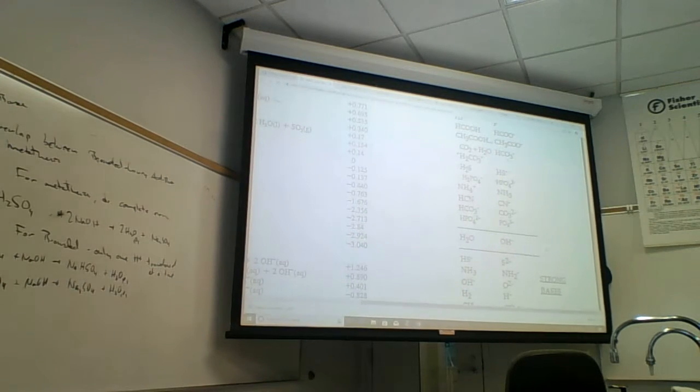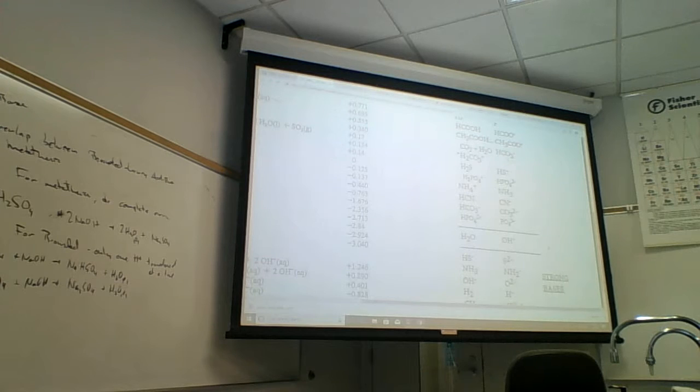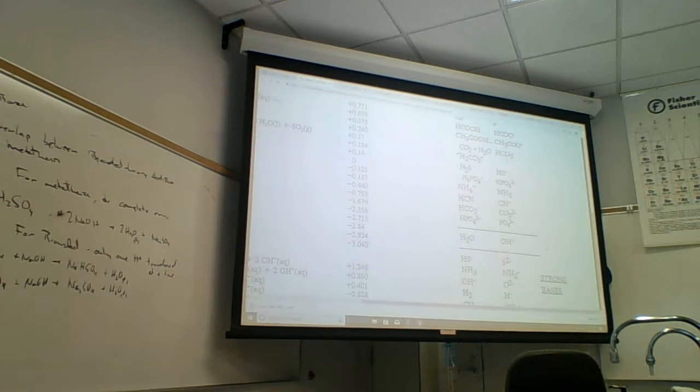And so it can react either as an acid or a base. How it reacts depends on what you mix it with. Sometimes it acts as the acid, sometimes it acts as the base. It depends on what it's mixed with. We can figure out how it's going to act in this case, whether it'll act as the acid, base, or neither.